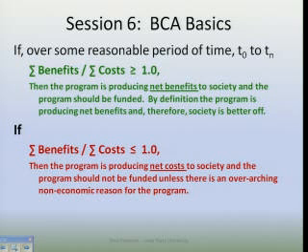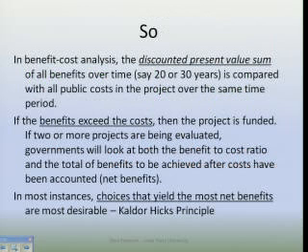So in a benefit cost analysis, this is how we talk about this. The discounted present value sum of all of the benefits over some period of time, and I'll explain discounted present value sum, is compared with all of the public costs in the project over the same time period. If the benefits exceed the cost, the project is to be funded. If 2 or more projects are evaluated, governments will look at both the benefit-cost ratio and the total of benefits to be achieved after the costs have been accounted. We call those the net benefits.